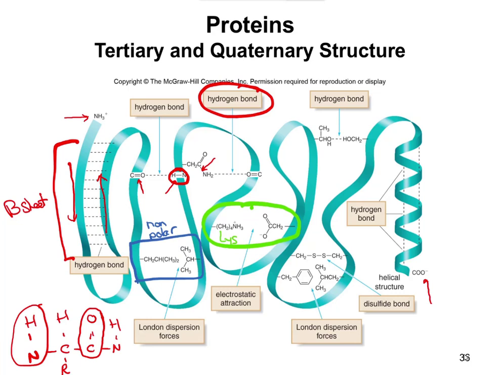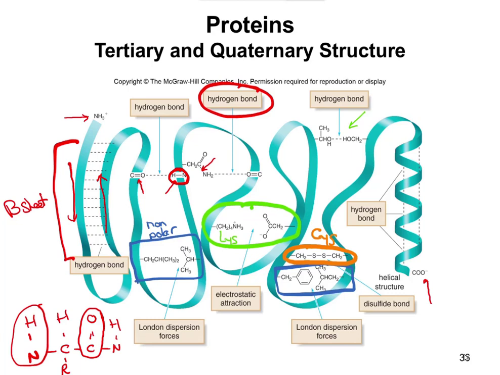You can also have hydrogen bonds that occur between two side chains, which you see over here, right? So you have a serine and a threonine interacting with each other there. You have more London forces down here on the bottom, right? So again, some more nonpolar groups. And then the last one I want to point out is the disulfide bond that you see here. And again, this is going to be between cysteine residues.